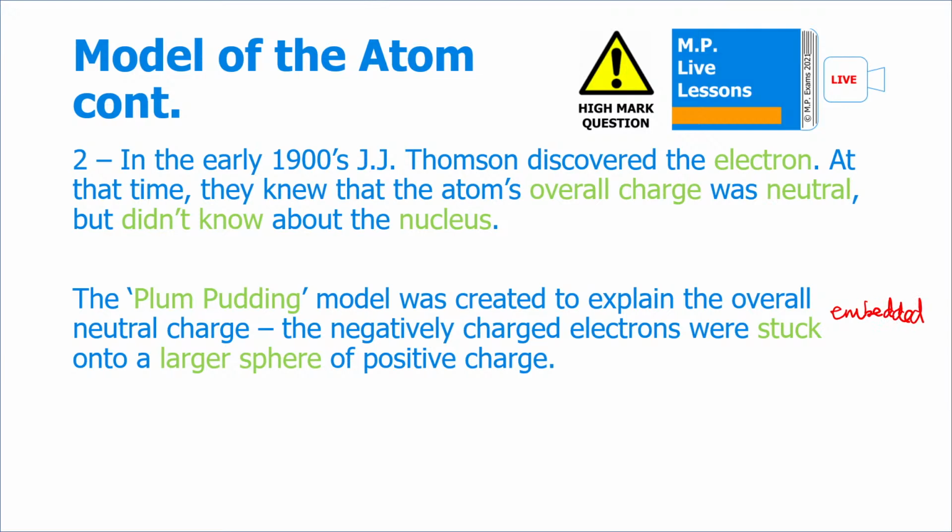And overall, you could be asked to draw the plum pudding model. So you draw a big sphere. You can denote this with a plus sign to show it's a positive charge, and then put little electrons on the outside like this.